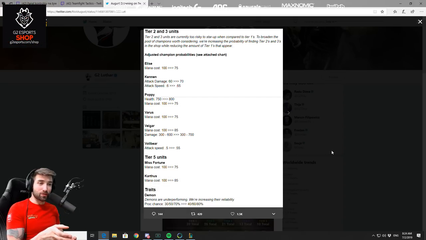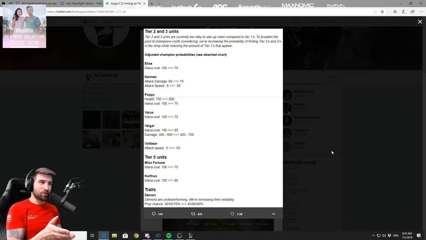Now, tier 5 units. Misfortune. That's another very big buff. From 100 to 75. We all know that Misfortune in general, tier 5 units, unless they're called Yasuo, they're not really that useful on level 1, on the bronze stage, right?